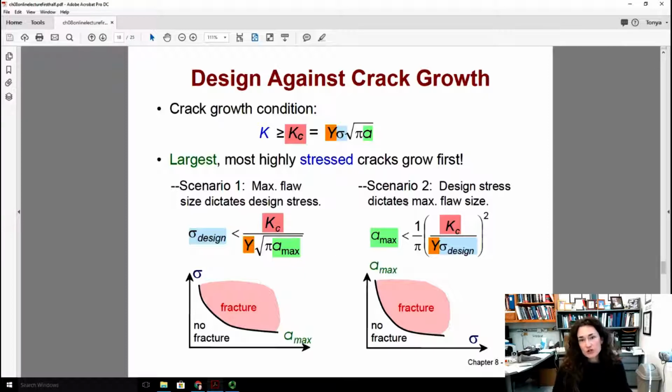In scenario number 2, perhaps you can influence what the size of these flaws are if you do a certain kind of processing, okay? And in that case, you want to design it so that the stress that the part undergoes is okay. In that case, you have to keep the flaws below a certain size for the stress that you know the part is going to have. All right, so that's the two scenarios in how you would design against crack growth.